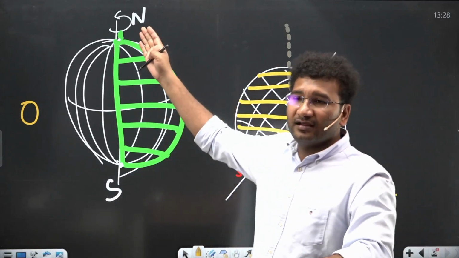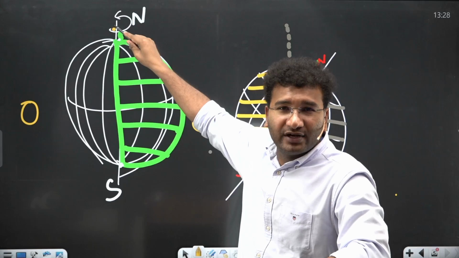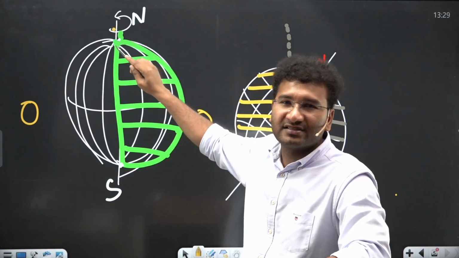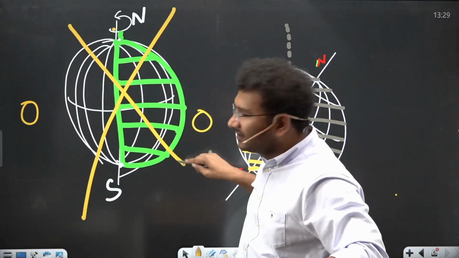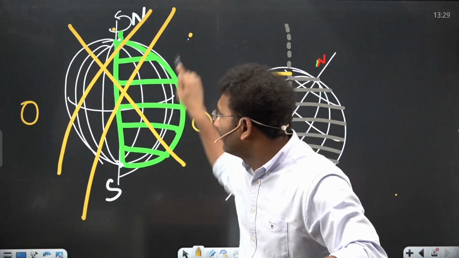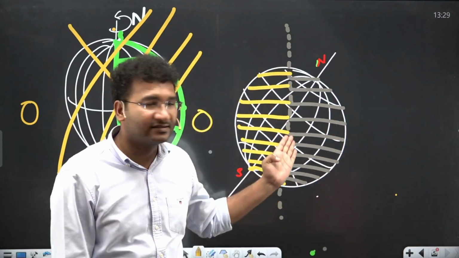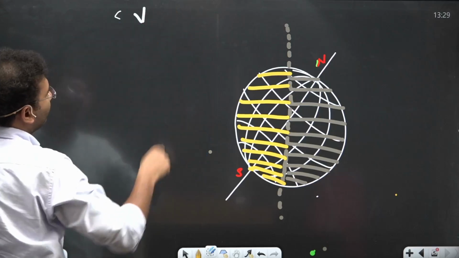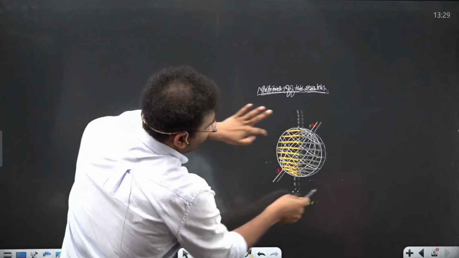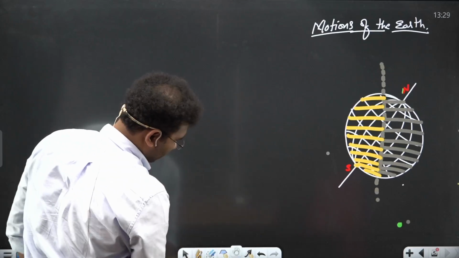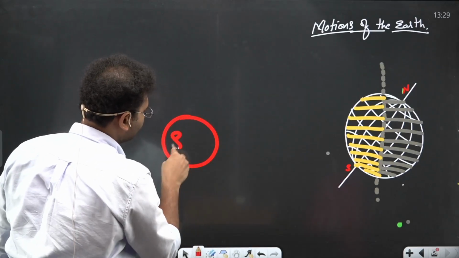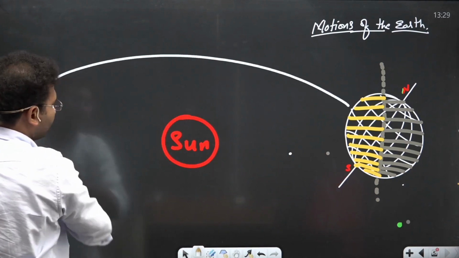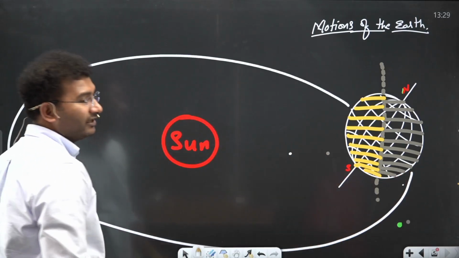And here, if the earth would have been in this manner, our earth would have faced equal amount of sunlight at every place. In reality, our earth is not like this. This is wrong. Our earth is like this. Okay? And this earth, what it does is, it goes around the sun. Imagine, let me keep this here and let's imagine this is the sun. Now earth goes around the sun and then it comes back to its position in how many days?